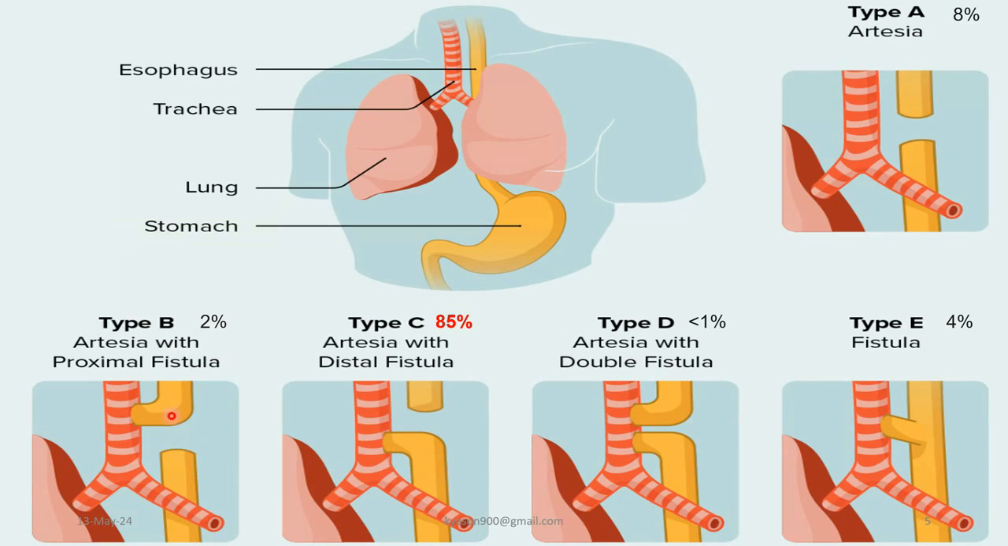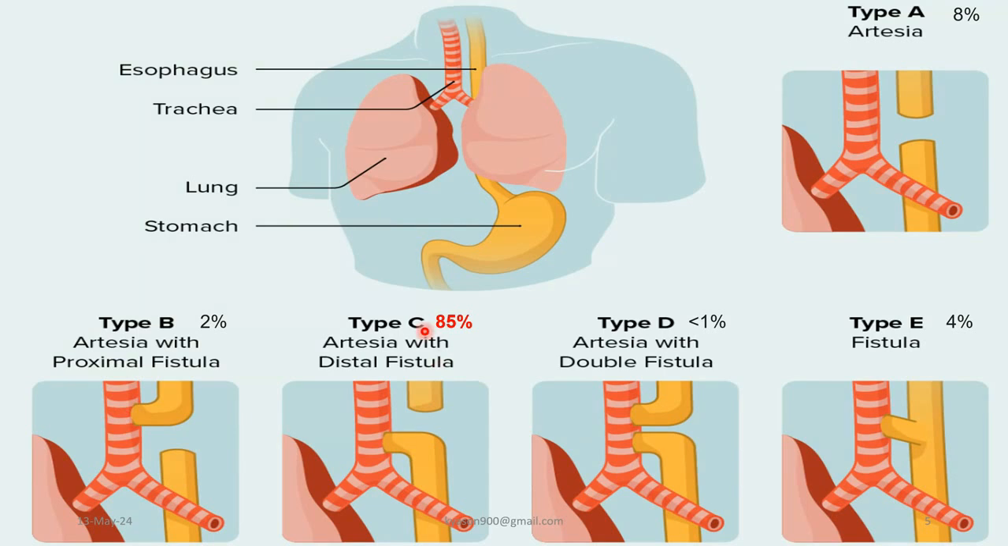So here we are seeing the proximal part of the esophagus is abnormally communicating with the trachea. The distal part is incompletely developed. So there is an atresia with a proximal fistula. Okay, a proximal tracheoesophageal fistula.